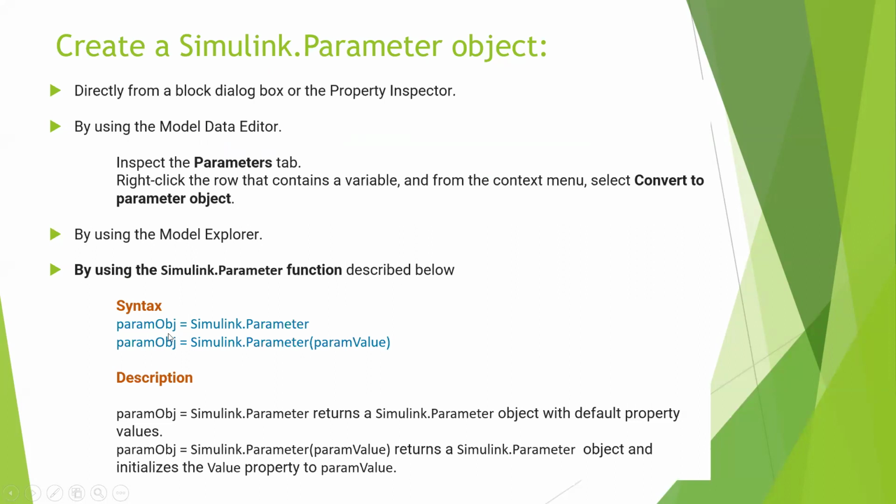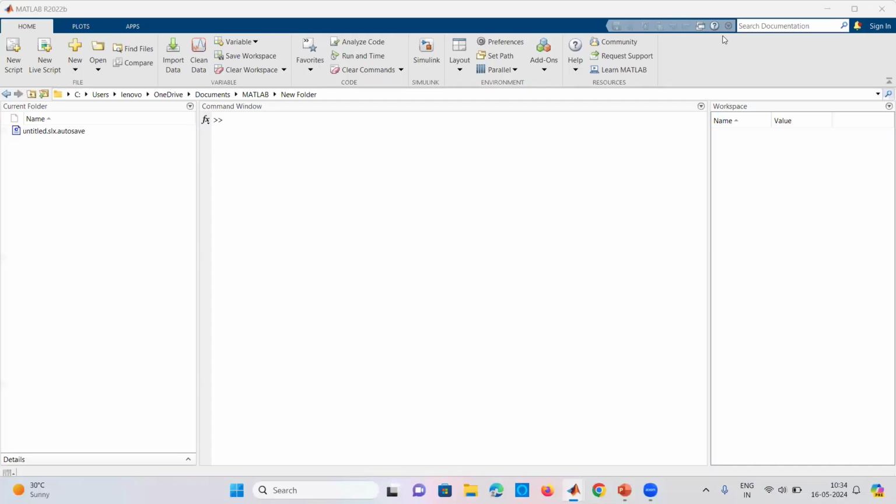Its syntax is given as follows: whatever parameter we want to create, that name is given here, equal to Simulink dot parameter. So this statement indicates we have created a parameter with some name, and to pass the value to the parameter, we can use the argument in which we are going to pass the values. Okay. So we'll see how to create the parameter.